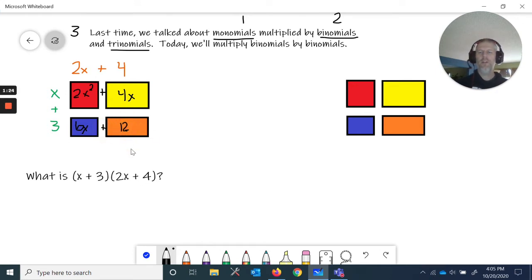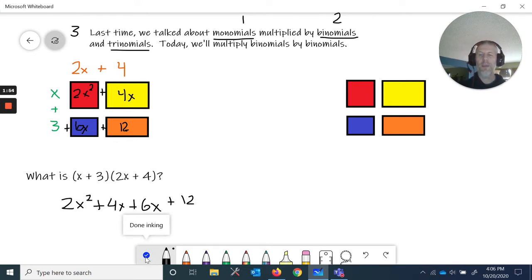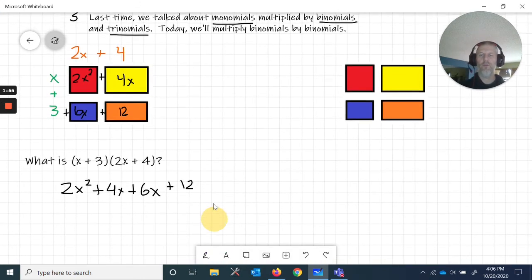Okay. So now to answer this question, what is x plus 3 times 2x plus 4, both those quantities? Well, it's all of this added together. Okay. And this is also a positive because positive times positive. So here's what we're looking at. We have 2x squared plus 4x plus another 6x plus 12. Okay, and so now with this one, we have just a little bit more to do because we do have some like terms we can combine.